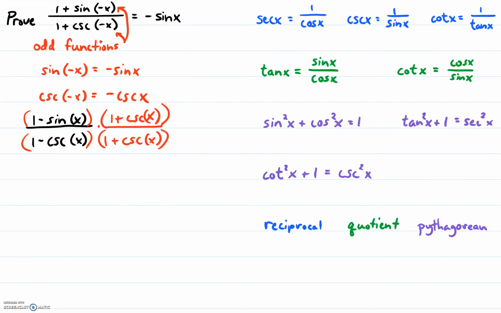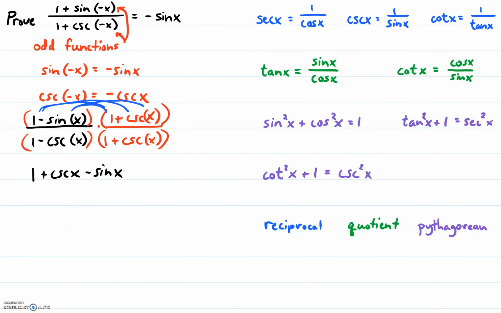Foiling on the top, we're going to have 1 multiplied by 1. That's just going to give us 1. Then we have 1 multiplied by cosecant x and 1 multiplied by minus sine x, so we'll have positive cosecant x and minus sine x. And then also in the numerator, the final thing we need to multiply to FOIL it out completely is going to be negative sine x times cosecant x.